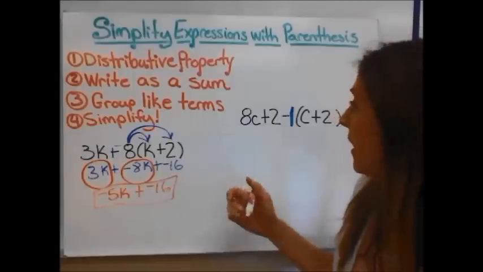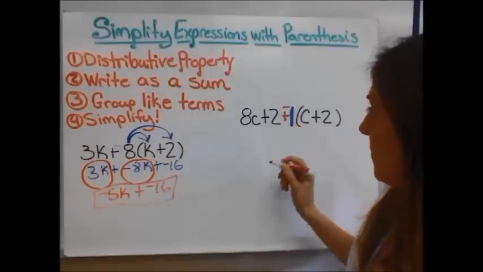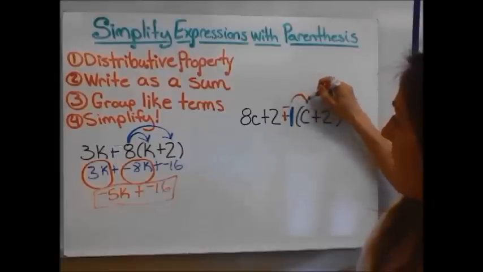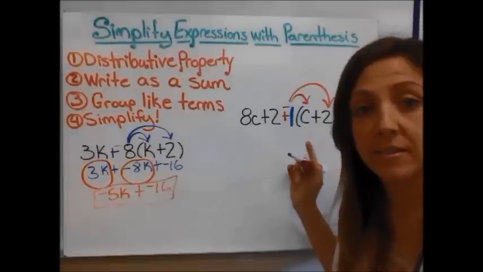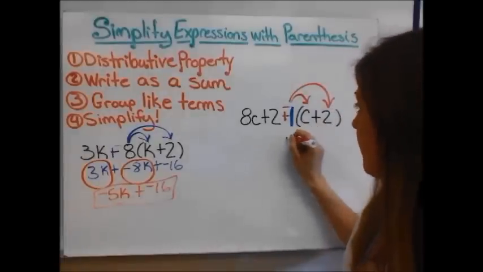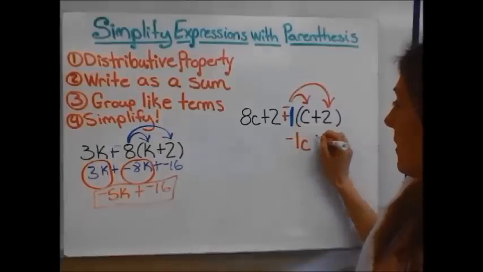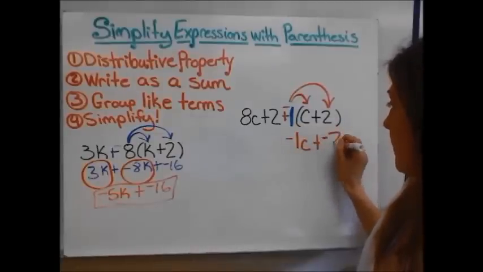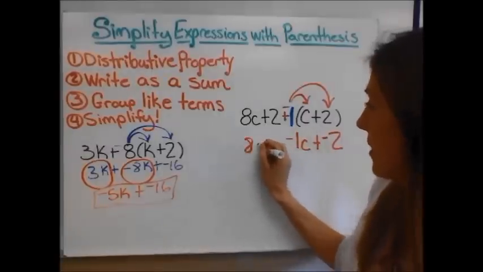Now I'm going to stay switch. And I'm going to multiply that negative 1 times everything inside of parentheses. So negative 1 times c is negative 1c. Negative 1 times 2 is negative 2. And then I have 8c plus 2 over here, so I'm just going to add that on.